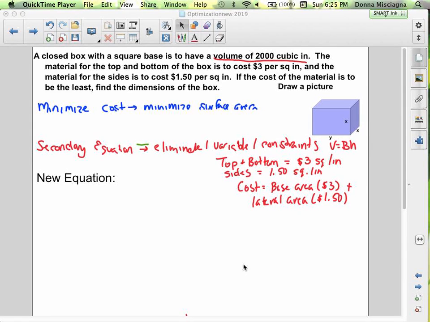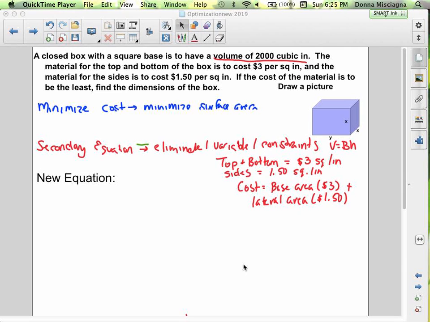Welcome to the next optimization problem. A closed box with a square base is to have a volume of 2,000 cubic inches. The material for the top and bottom of the box is to cost $3 per square inch, and the material for the sides is to cost $1.50 per square inch. If the cost of the material is to be the least, so we want to minimize the cost, find the dimensions of the box.